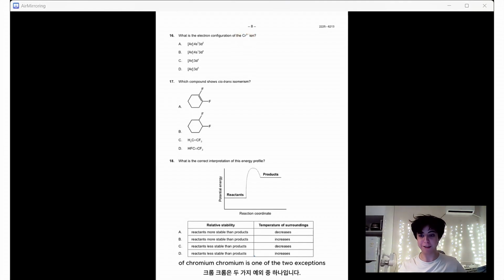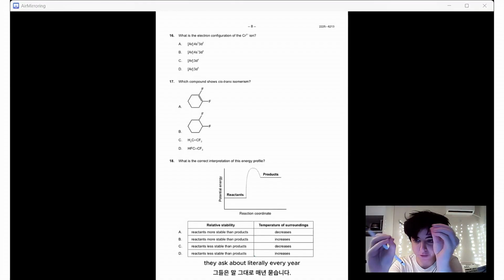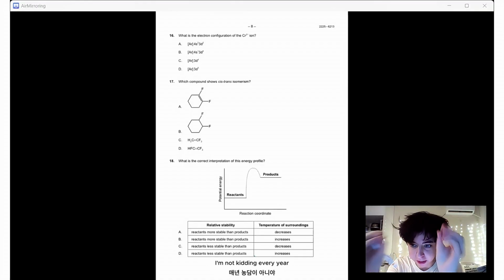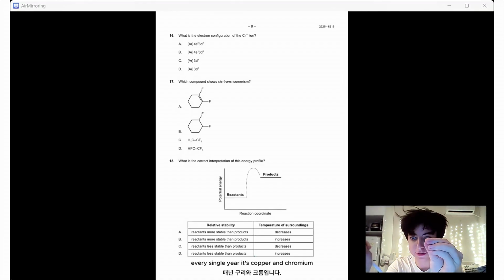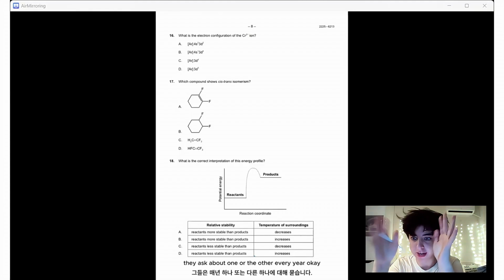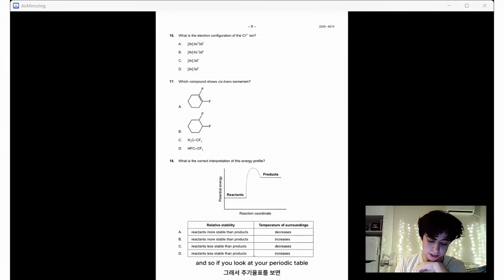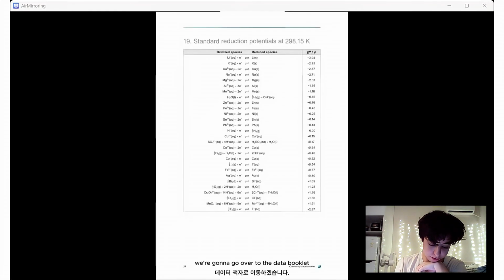Chromium is one of the two exceptions they ask about literally every year. I'm not kidding. Every year. Every single year. It's copper and chromium. They ask about one or the other every year. Okay. And so if you look at your periodic table, I'm going to go over to the data booklet.